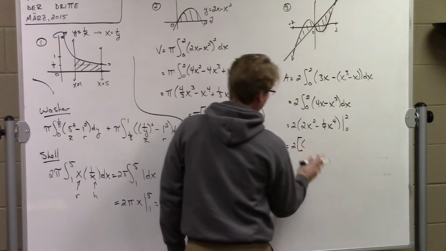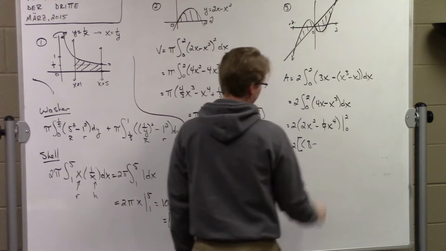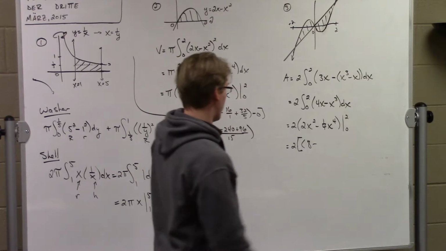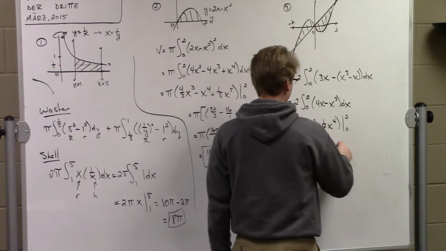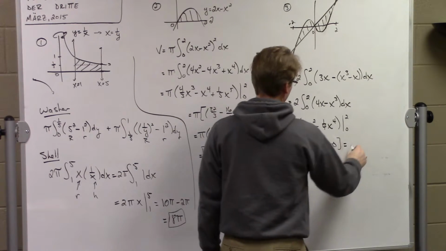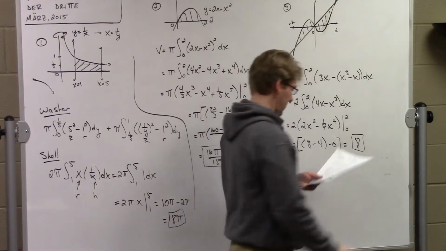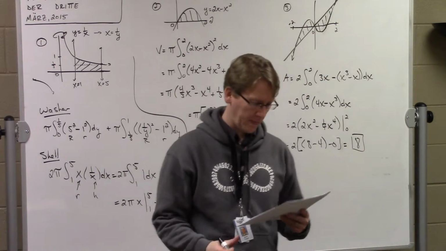Ugly, I'm sorry. 2, 4, 8 minus 4 minus 4 minus 0 for a grand total of 4 times 2 is 8. Sure did that right. Yep. 8.